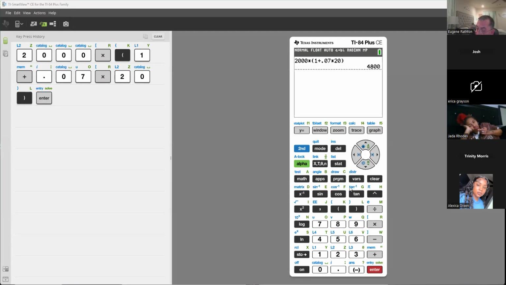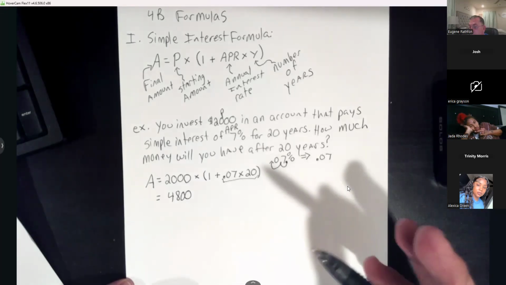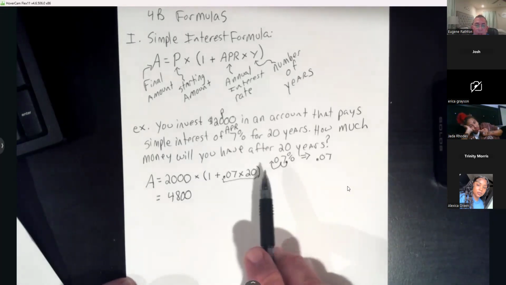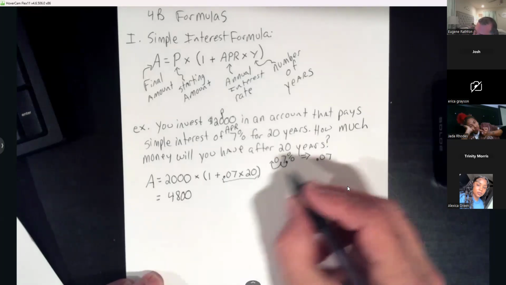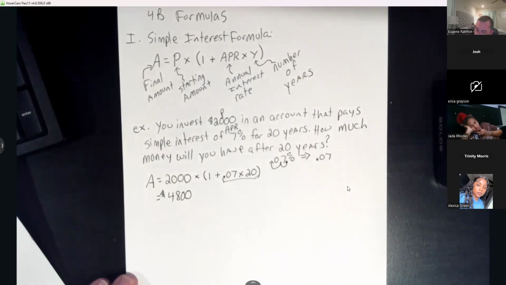And remember, that was just at a simple interest. Compounded once a year is mainly what simple interest is. It's when you compound it once a year. And so after 20 years, this one has 4,800.